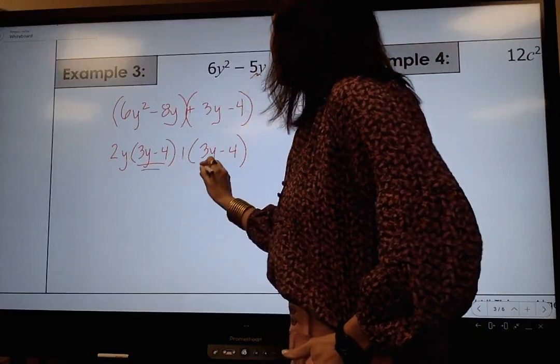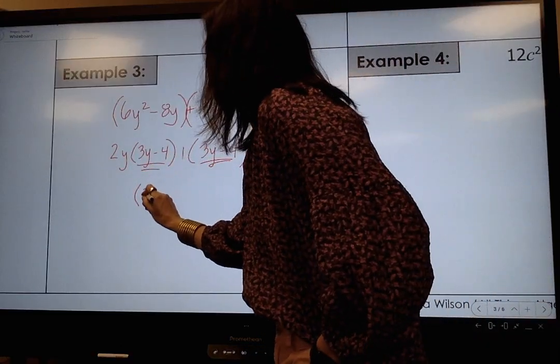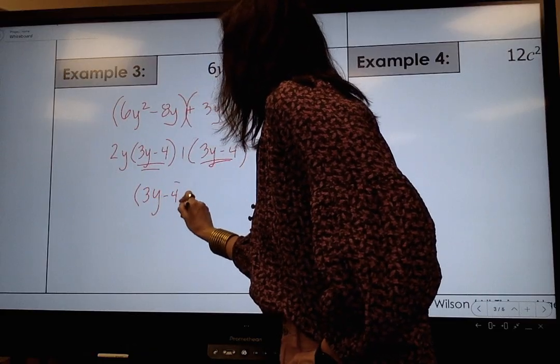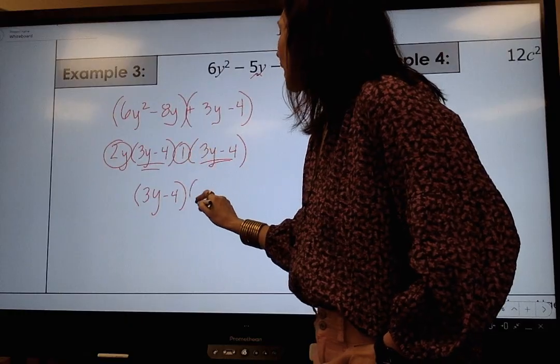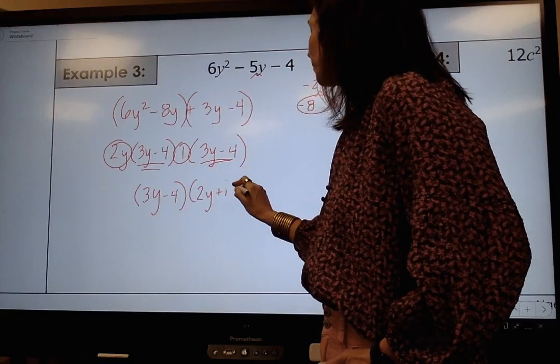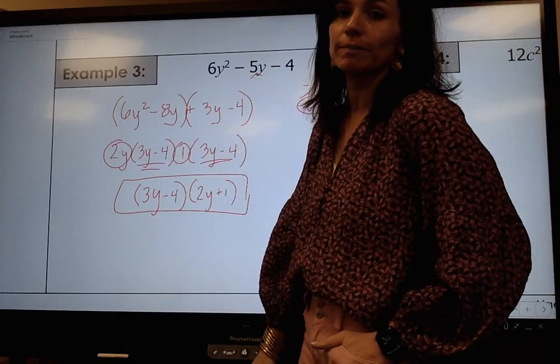So these match. That's good. That's a way to check myself. They have to match. If they don't, you did it wrong. So I get 3y minus 4. And to make my second binomial, I just combine these guys to get 2y plus 1. And that's my final answer. And of course, I can check my answer.